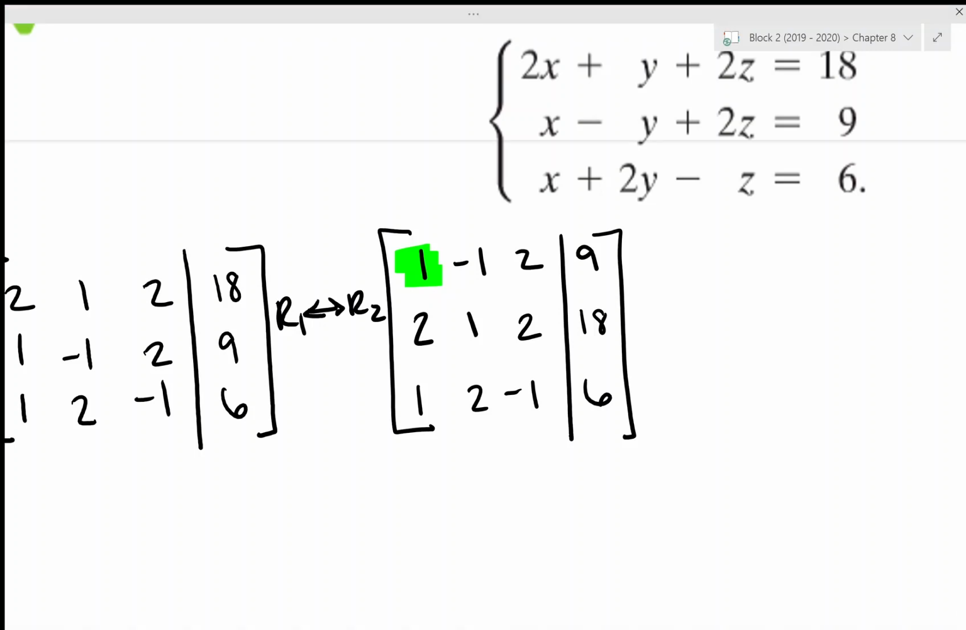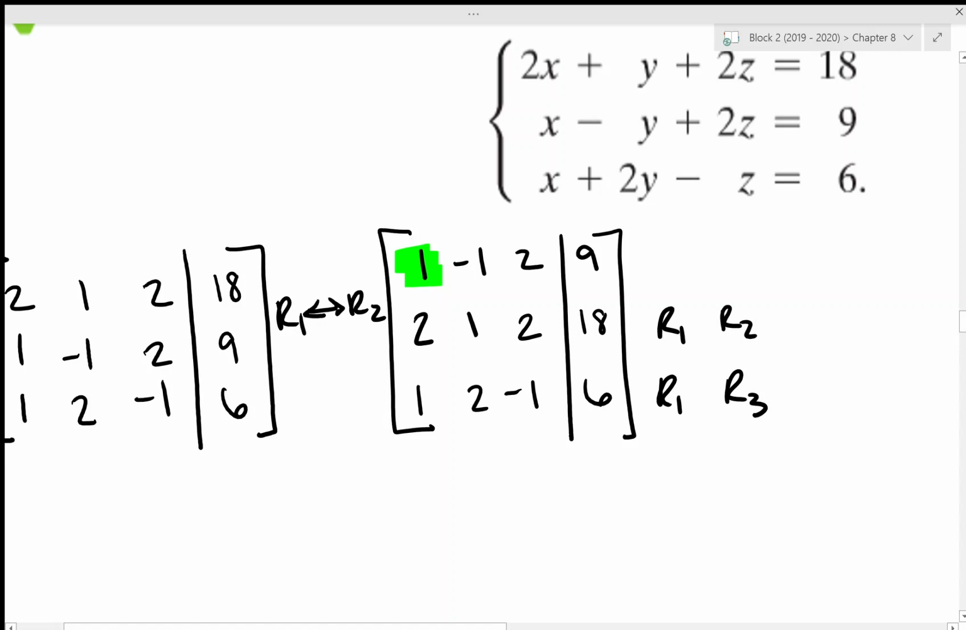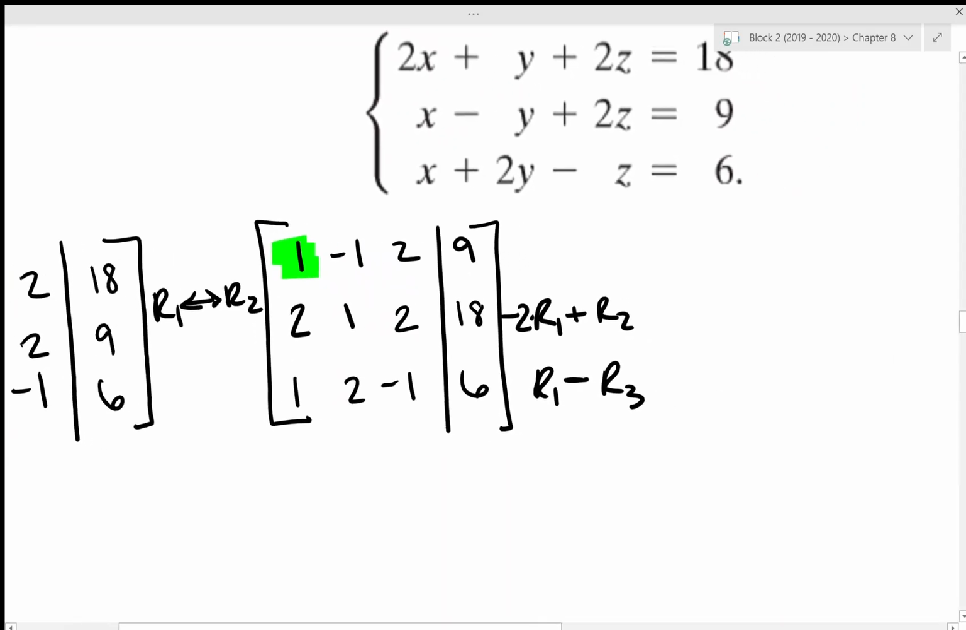Now I want to make the zeros below it using that row. So I have to use row 1 to change row 2, and I have to use row 1 to change row 3. Now with row 2, it has a 2 there. So I'm going to multiply -2 to row 1 and then add row 2. You could have also multiplied +2 to row 1 and then subtracted. It would still work out. Now I see row 1 and row 3. They already are 1 and 1. So what you could do is just write row 1 minus row 3. Or you could have multiplied the first row by -1 and then added it. You're going to get the same answer at the end of the day.